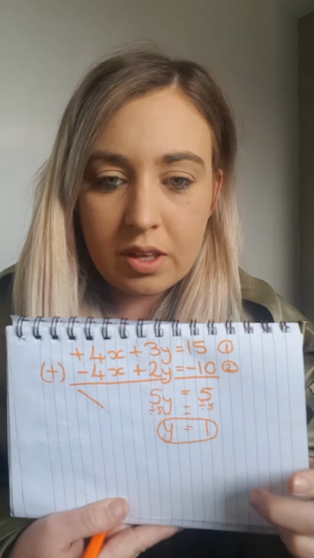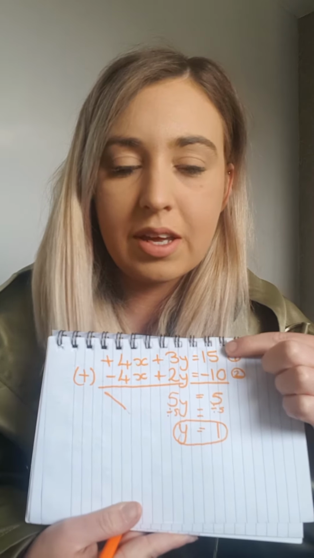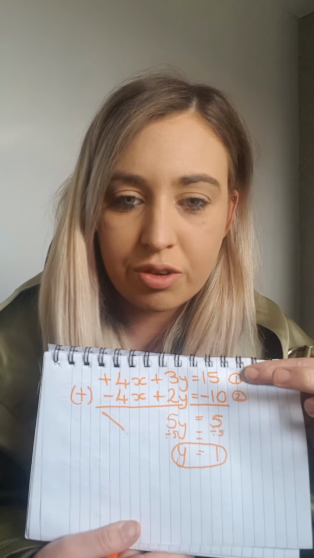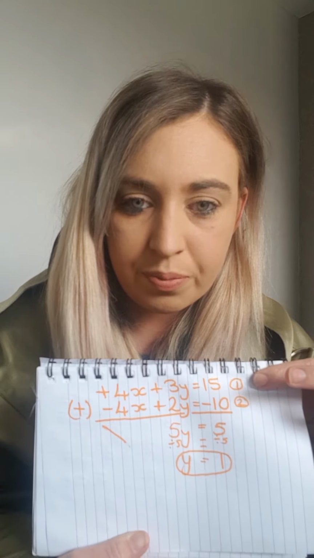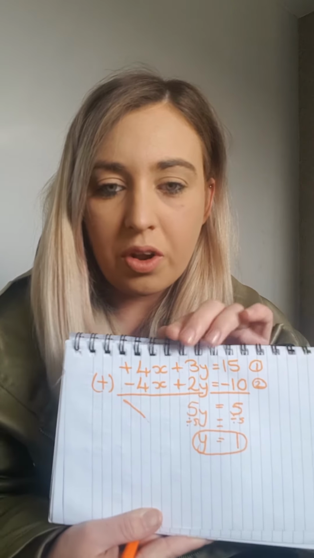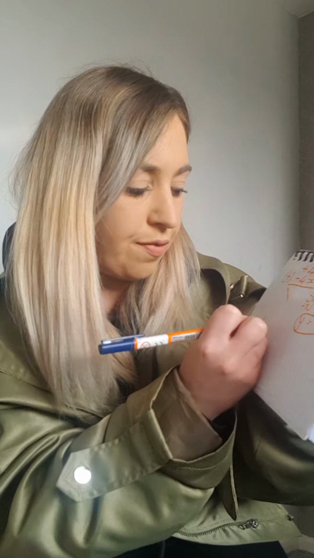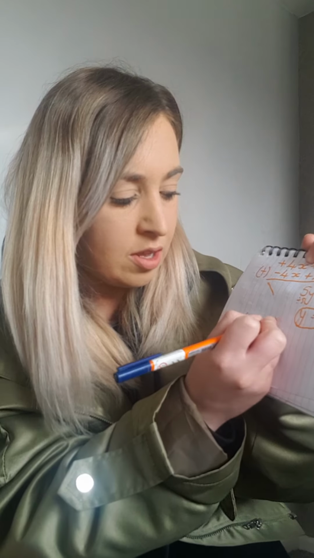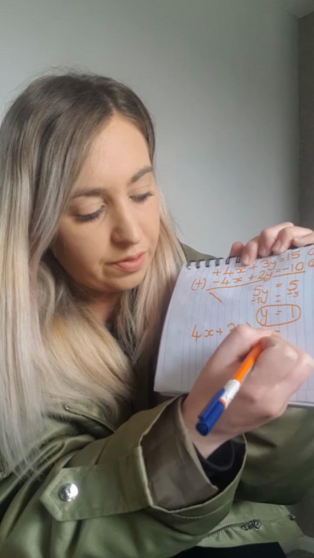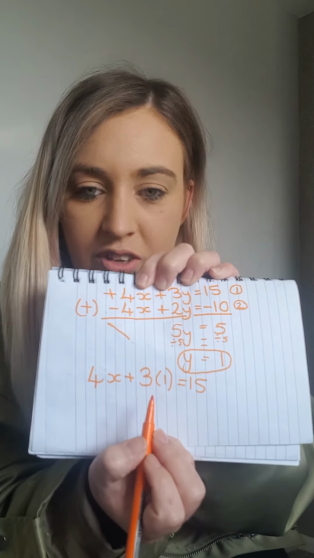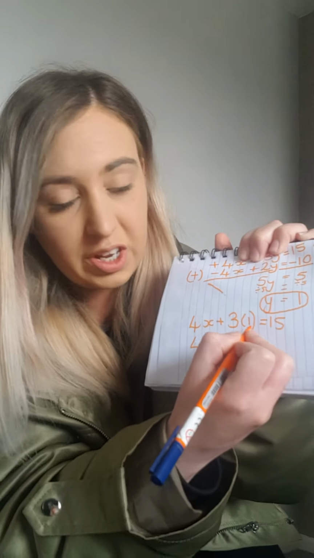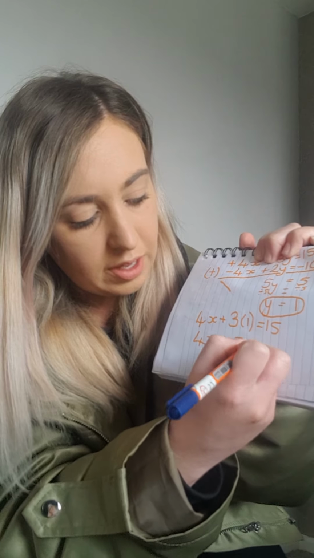Now that we've got y, it's time to substitute that back into either of the equations we started with. Now, in this case, I am definitely going to choose equation 1 because that is all positive. So I'm going to rewrite that equation, but in place of the y, I'm going to put a 1. So I have 4x plus 3 lots of y, which is 1, equals 15. Now I can tidy this up. So I've got 4x plus 3 lots of 1, which is 3, equals 15.